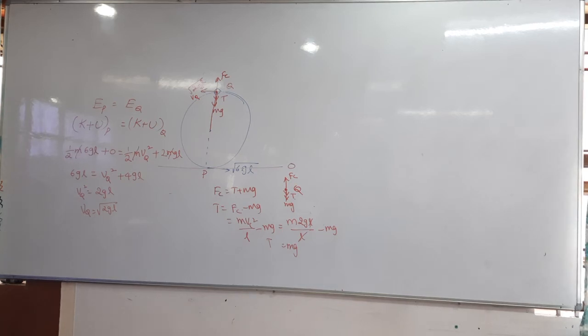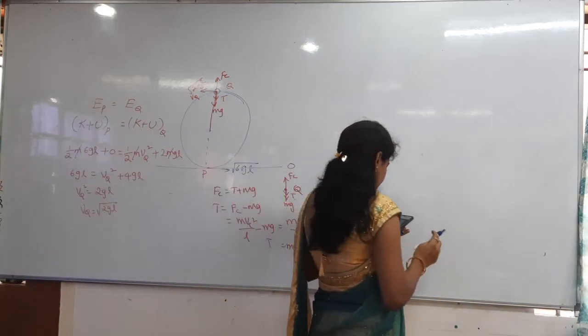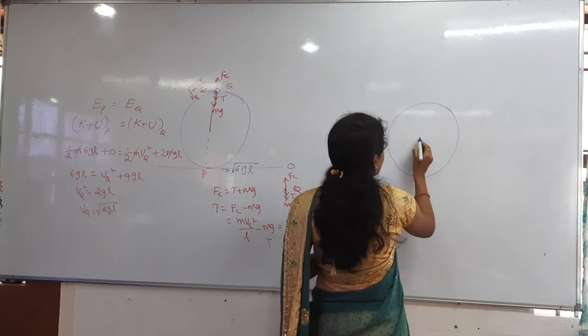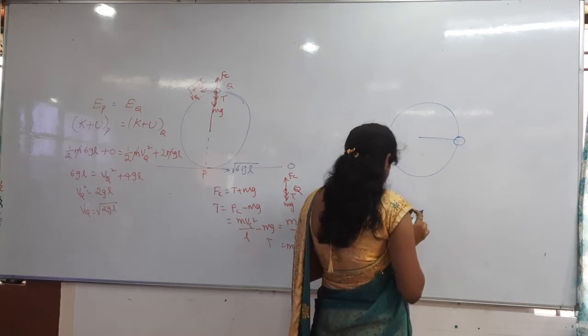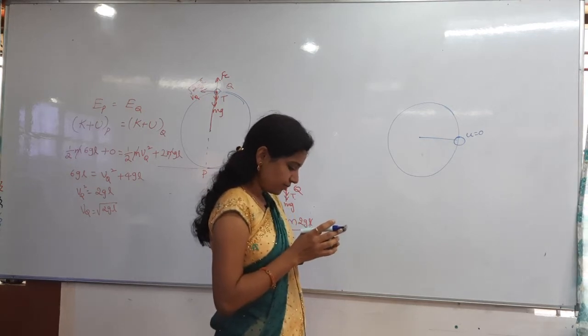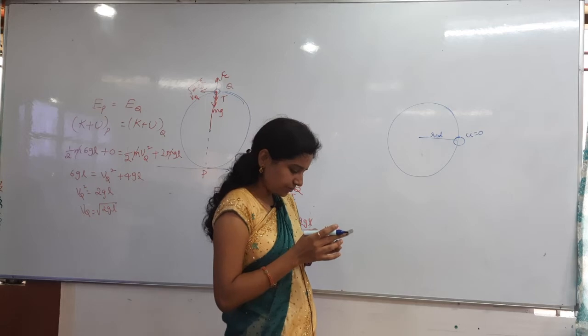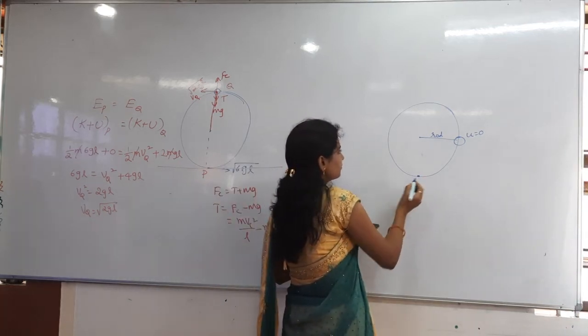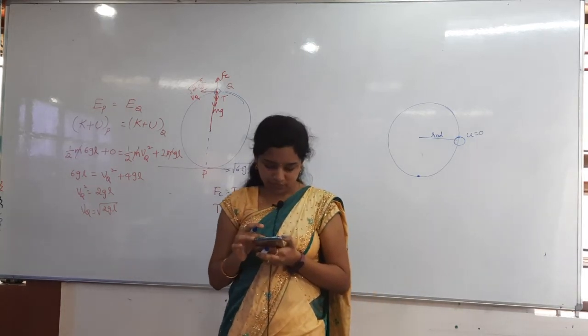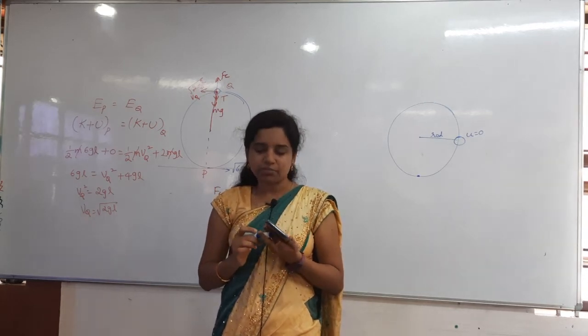If the system is released from the horizontal position as shown in the figure, then find the velocity of the particle and tension in the massless rod at the bottommost point.